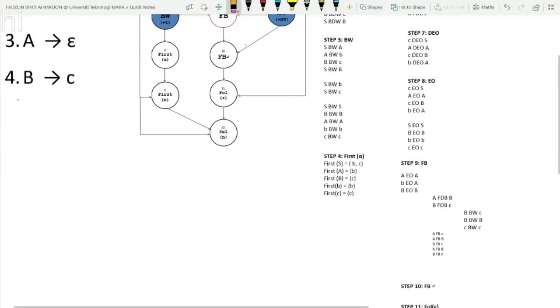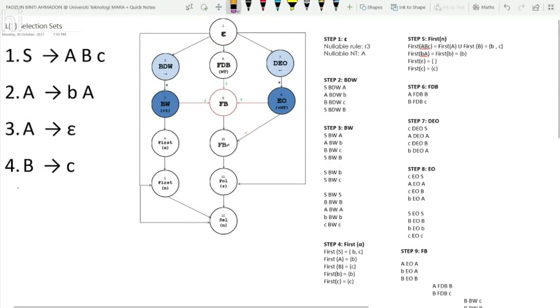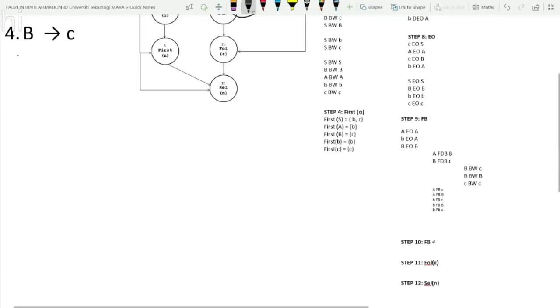Next, step 10. For step 10, it is actually an extension of the FB relation. We are adding to our FB list generated in step 9. To do that, we are looking at step 8 and step 9. We are adding to those generated in step 9, and to generate step 10, we need to refer to step 8. So how do we do this?